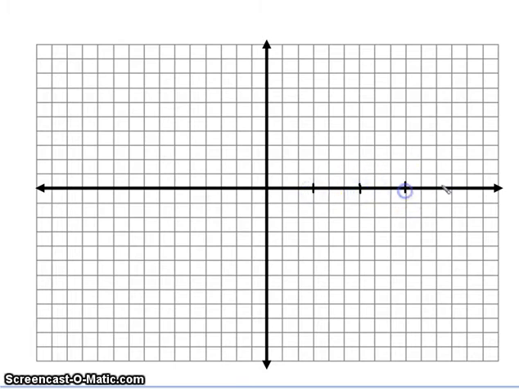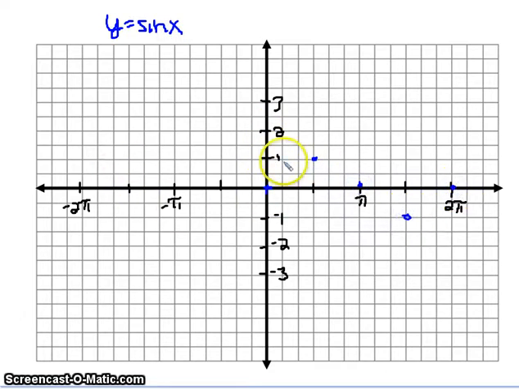1, 2, 3, 4. 1, 2, 3. Negative 1, negative 2, negative 3. 1, 2, 3. Negative pi. 2 pi. All right. So if we have y equals the sine of x, 0, 1, 0, negative 1, 0, negative 1, 0, 1, 0.